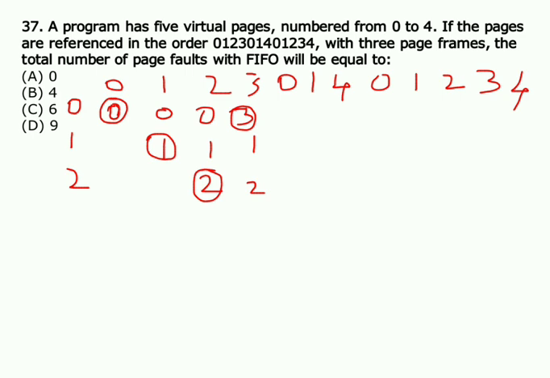So from the given one, which is the oldest one? So the oldest one is 1. So we will replace it with the new page. So 3, 0, 2. Next. So we have to replace the oldest page, that is 2. So 3, 0, 1.